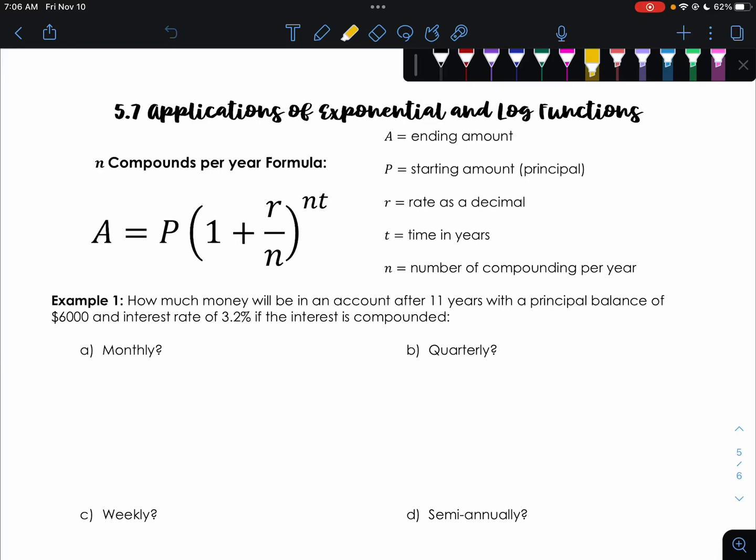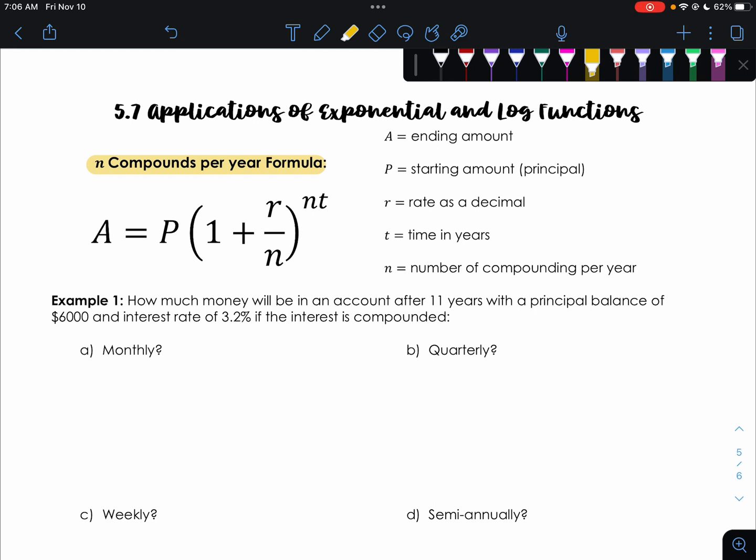In this video, we're going to talk about applications of exponential and log functions. So the first thing we're going to talk about is when we see something that says it's compounding a certain number of times per year. So we have this formula where A is the ending amount, P is the starting amount or the principal, R is our rate as a decimal, T is the time in years, and N is the number of compoundings per year.